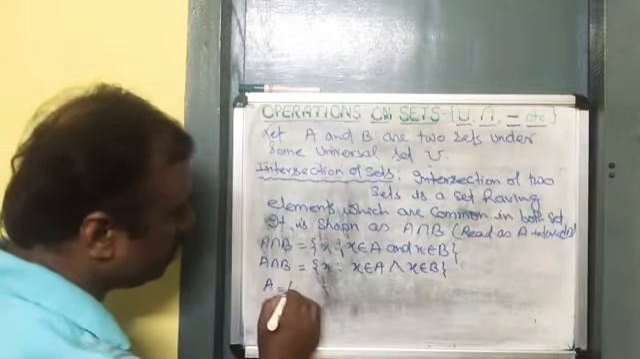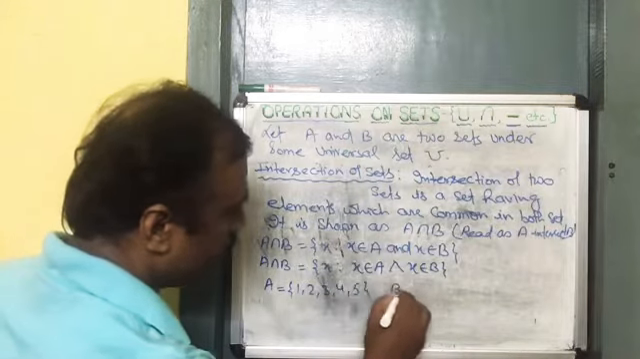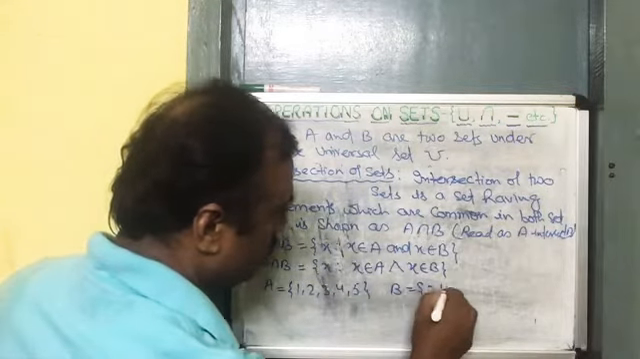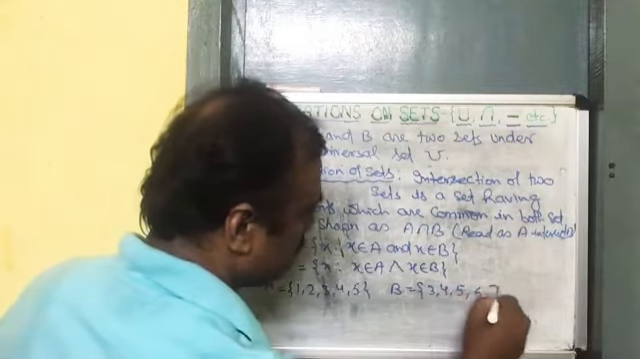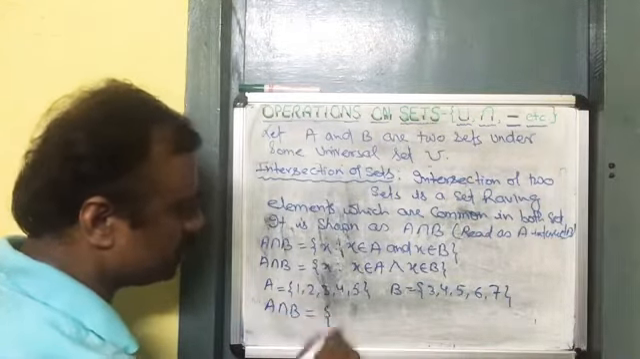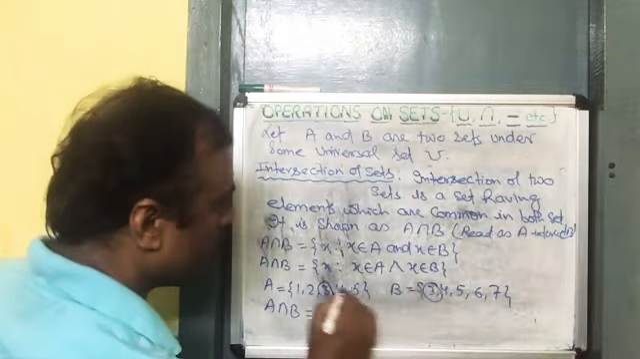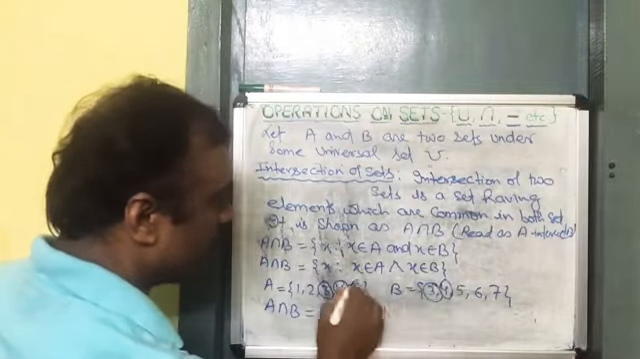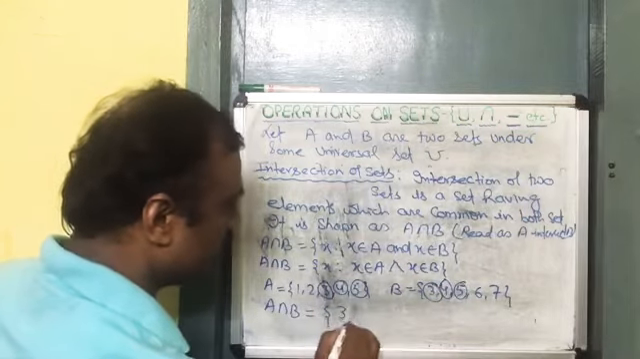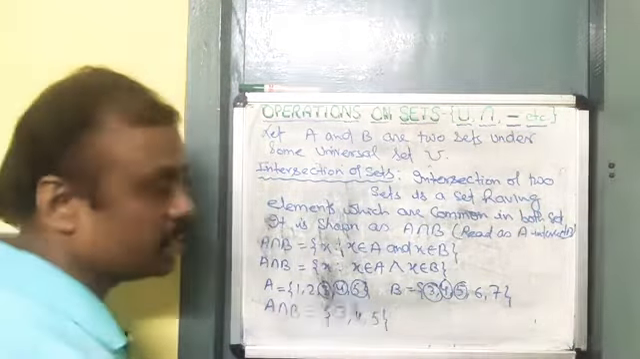Let us try to understand with the help of an example. The same example: A is 1, 2, 3, 4, 5 and B is 3, 4, 5, 6, 7. From here you can see that for A intersection B, the common elements are 3, 4 and 5. These three elements are in both set A and set B. So in this set there will be elements 3, 4 and 5.